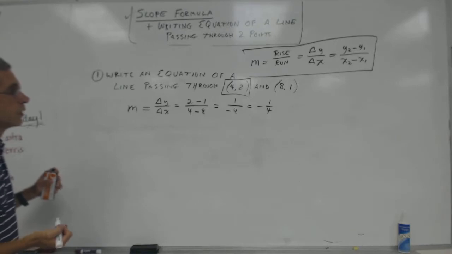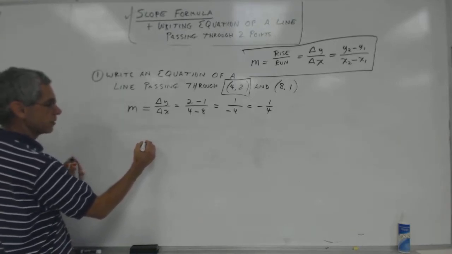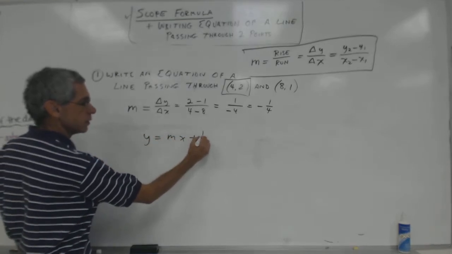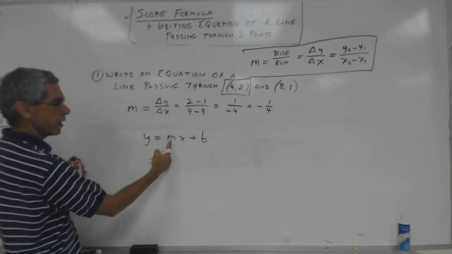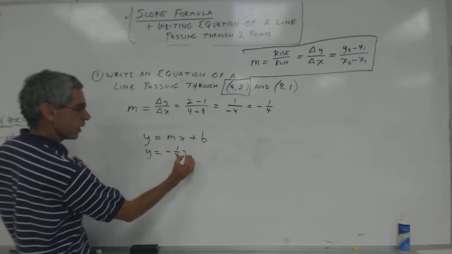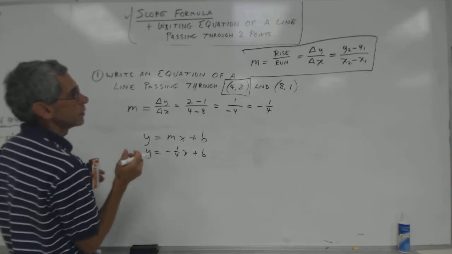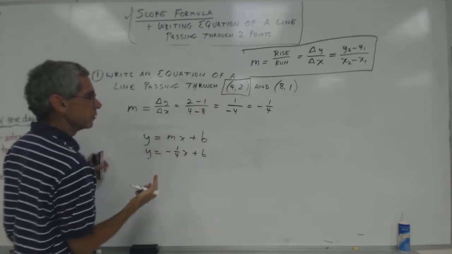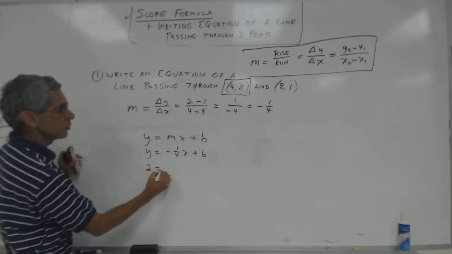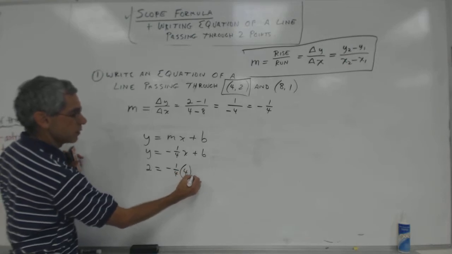That's my slope. Now I'm going to plug that in. So I've got y equals mx plus b. And I know that my m is negative 1/4. So really it's y equals negative 1/4 x plus b. Okay? Now, I'm going to take either one of these. We'll just take the first one that's in the box. So 2 is equal to negative 1/4 times 4. Am I right? Plus b.